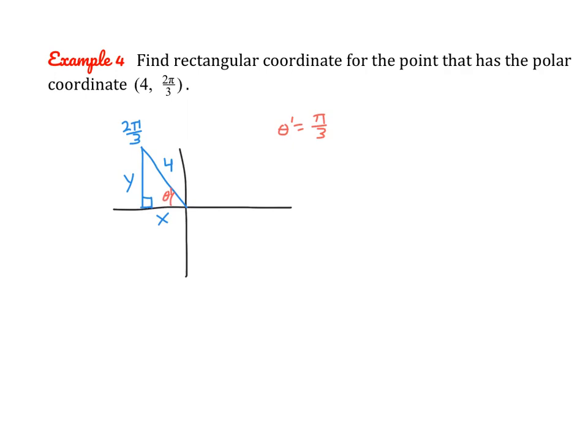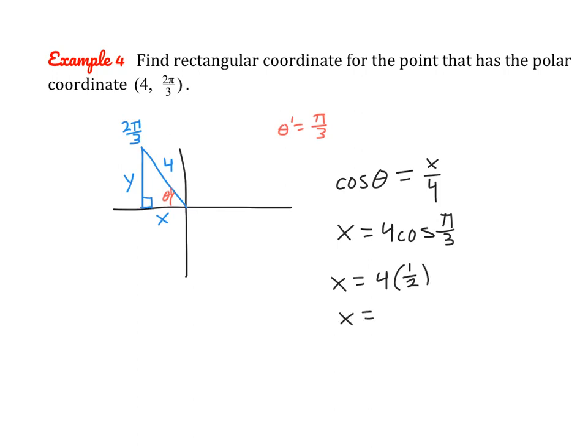So let's start by trying to find x. Well, we know that we can find x by using a cosine ratio. So we could say cosine of theta equals x over 4. So x equals 4 cosine of theta, which in this case is pi over 3. And the cosine of pi over 3 is 1/2, so that means that x is equal to 2. However, we need to be careful because it is moving in the negative direction, so we'll adjust it for that.